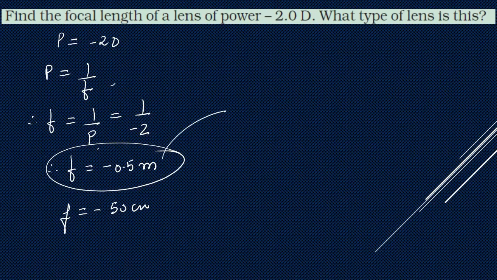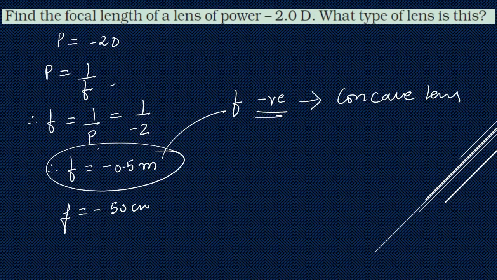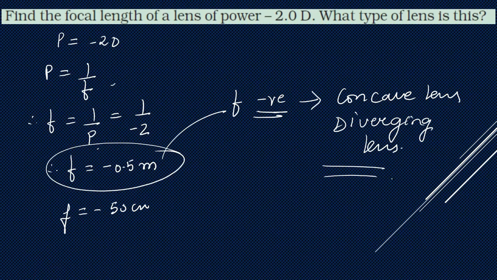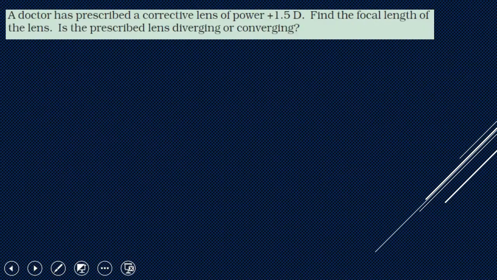right? As focal length is negative, what does negative tell us? Negative tells us that this is a concave lens or diverging type of lens, right? That's it. Quite easy questions. Hardly, one mark questions might come.